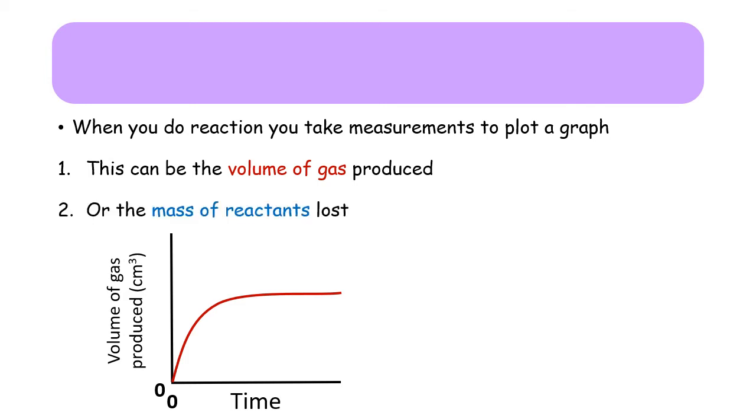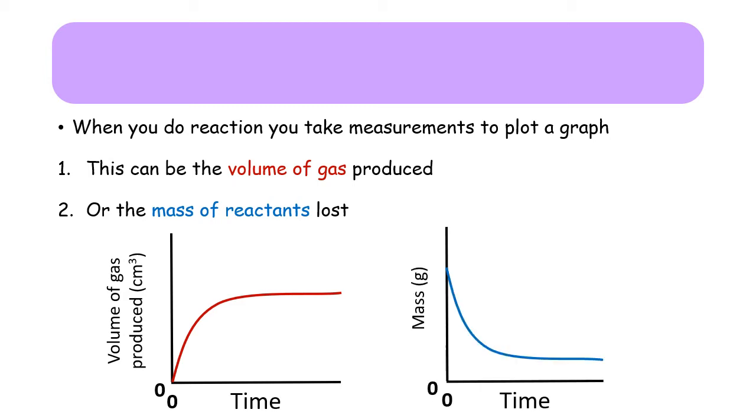The second type of graph would be the mass of the reactants that are lost, because as a reaction goes on, you're using up reactants, so the mass decreases. Now the graph looks slightly different. This time, you're not starting at a mass of 0, you're starting with your reaction being at its heaviest at the start, and then as time goes on, the mass drops, so the graph goes down, and when the reaction is finished, the mass will stay constant, so the graph will become flat.